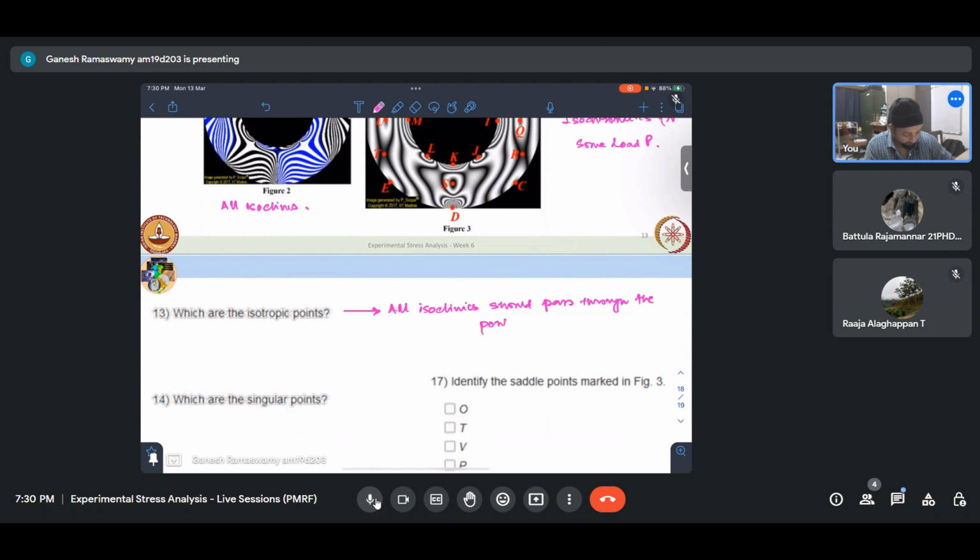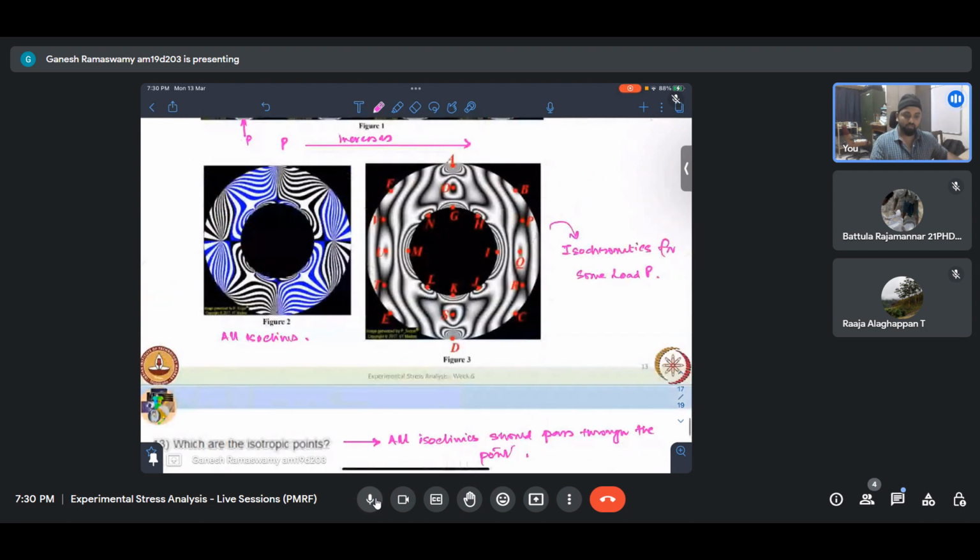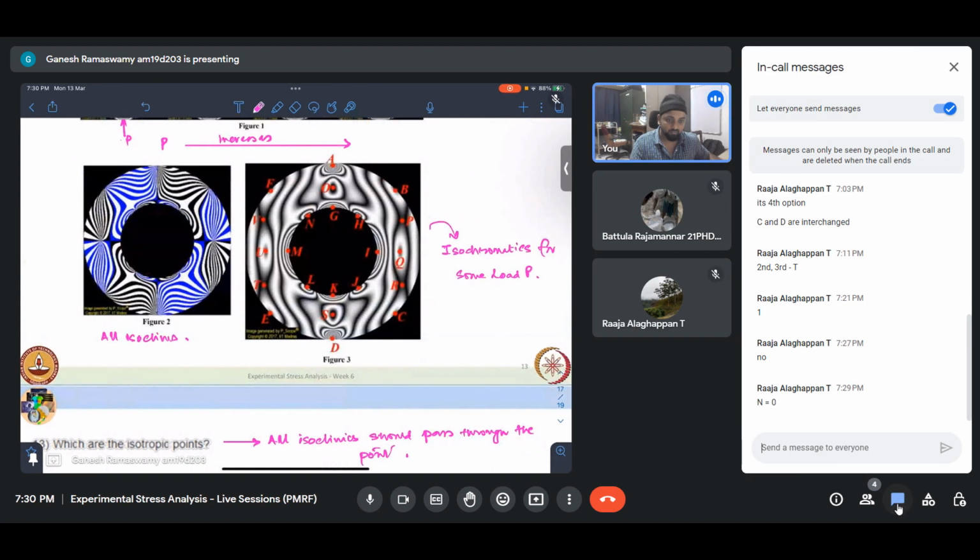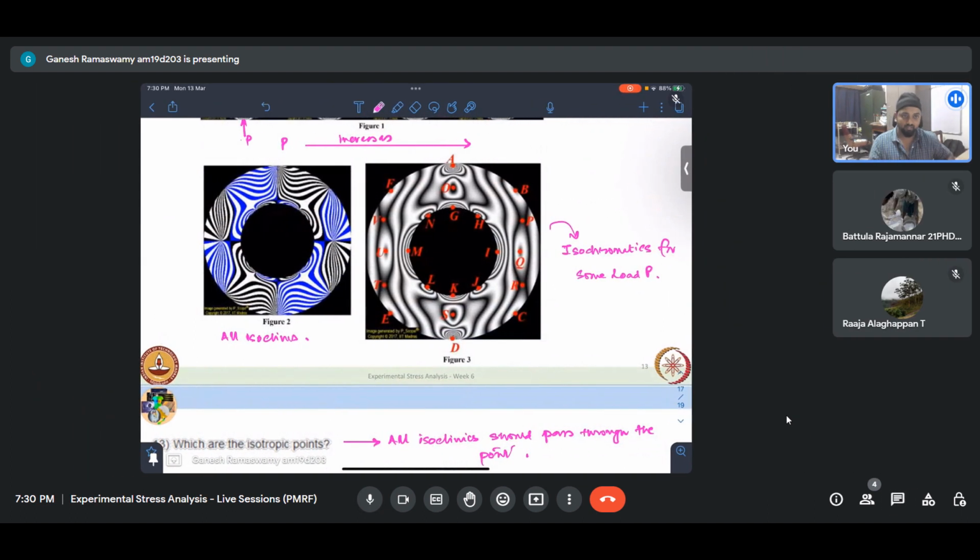Okay, so if we were to, there was some n equal to 0, exactly. For isotropic points, n equal to 0. But physically, n equal to 0 is our conclusion. Physical observation, we see that all the isoclinics have to meet at a point. So one is the causation, one is the effect kind of thing.